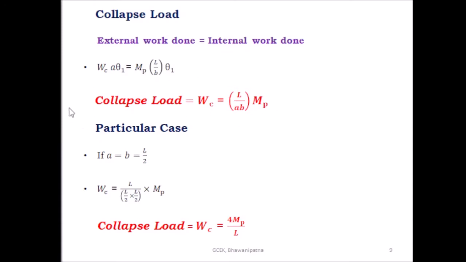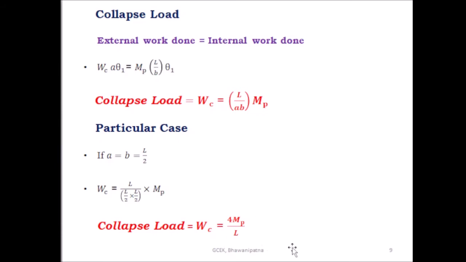This is the collapse load of the simply supported beam when the load is present at a distance small a from the support A and small b from the support B. Then for the particular case, if the load is present at the midpoint of the simply supported beam, A is equal to B is equal to L by 2. After putting this value in the place of A and B, we find WC is equal to L by (L by 2 into L by 2) into MP. Then after simplification, the collapse load WC is equal to 4 MP by L.